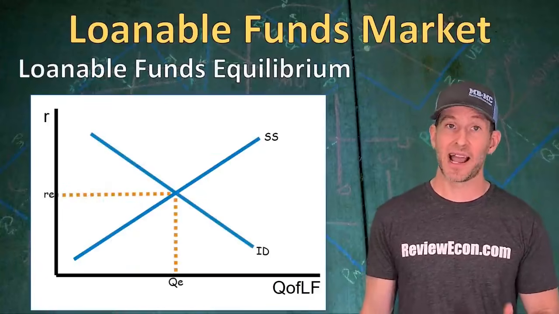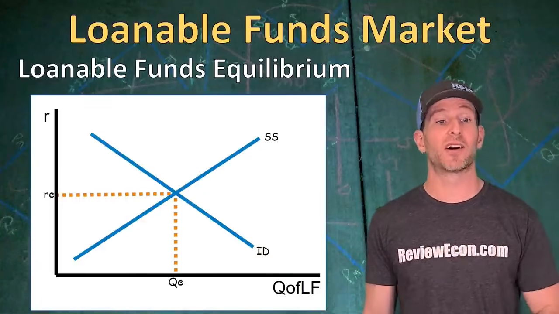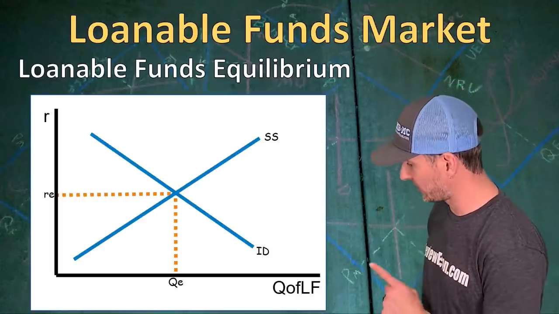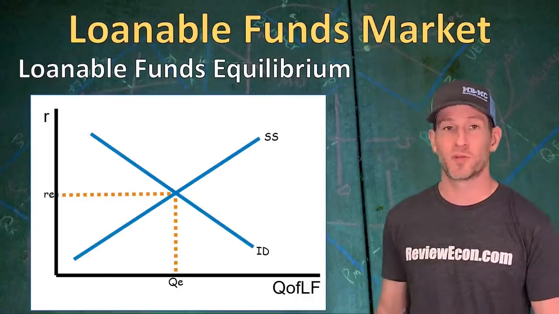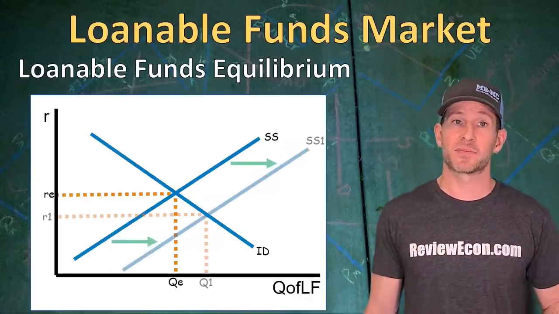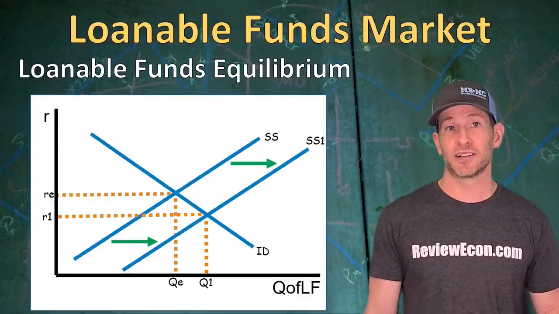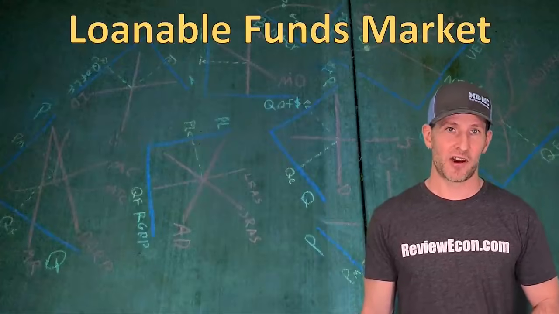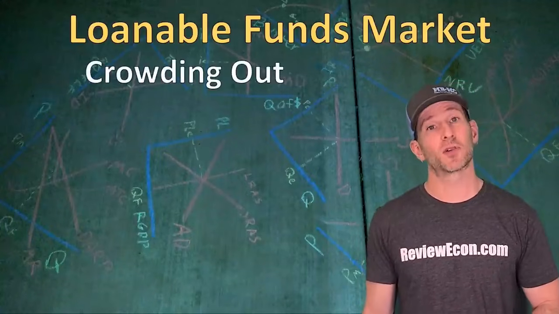Mix that savings supply and investment demand together, and we get our loanable funds equilibrium. It's the real equilibrium interest rate and the quantity of investment on loanable funds we get. If there's an increase in the savings supply, we will see a decrease in the real interest rate and an increase in the quantity of loanable funds. The next aspect you need to know about the loanable funds market is this thing called crowding out.